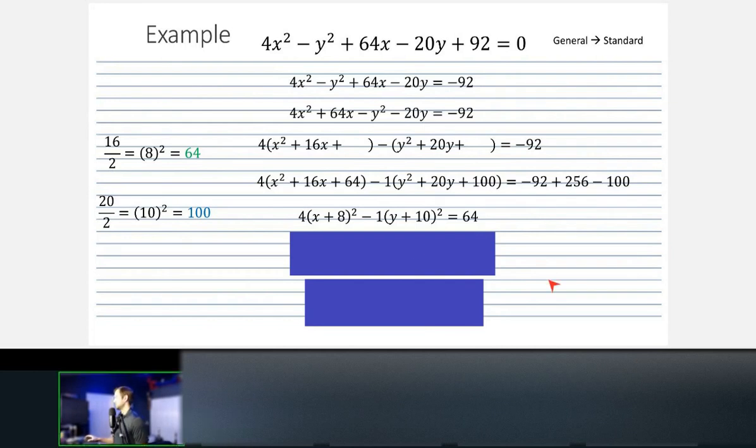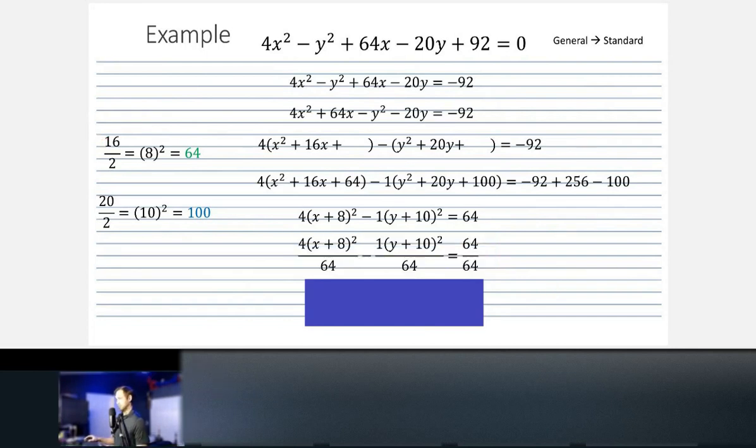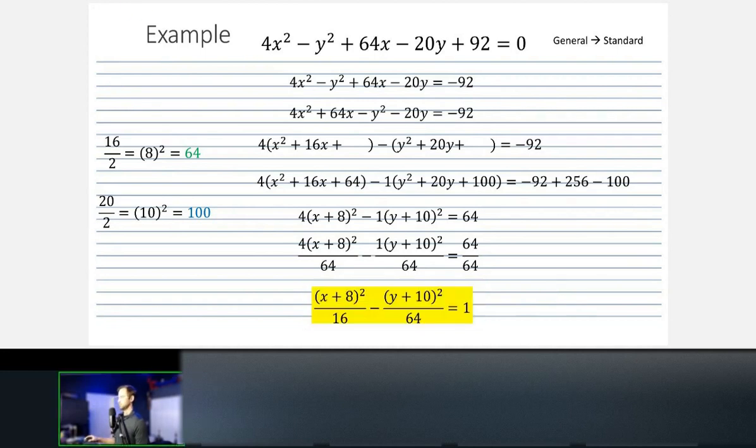Okay, what's next? Divide everything by 64. Yep. And then we reduce. 4 goes into 64 how many times? 16. And 1 goes into 64 how many times? 64 times. And then of course, don't forget your 1.